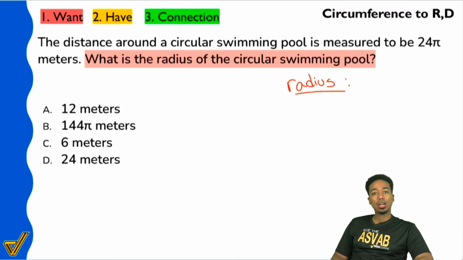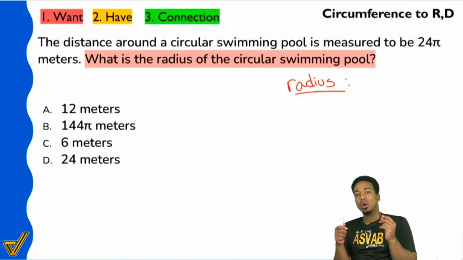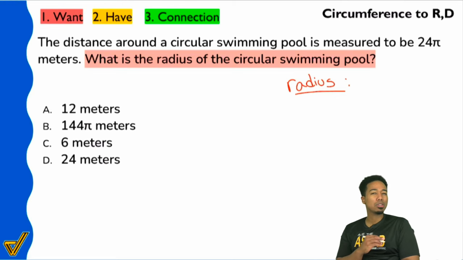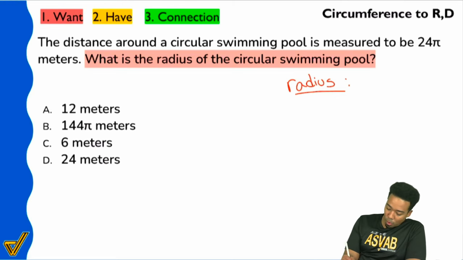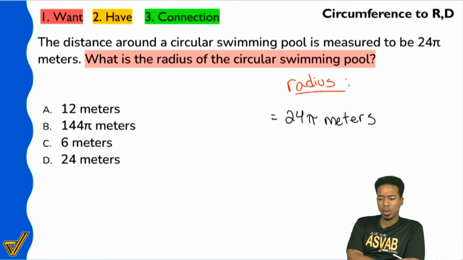Now, let's understand the information that we're given. We're given that the distance around the circular swimming pool is measured to be 24 pi meters. Everybody, what are we dealing with? What does the 24 pi meters mean? Yeah, that's the circumference. Can anybody provide me with the evidence? What's the key phrase that really gives that away?